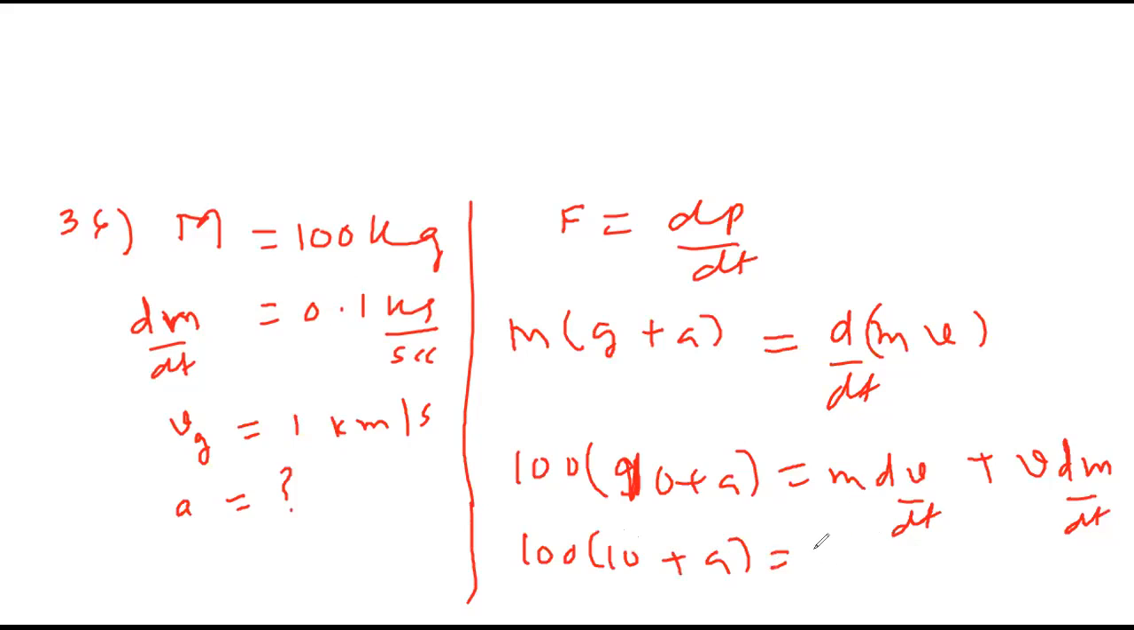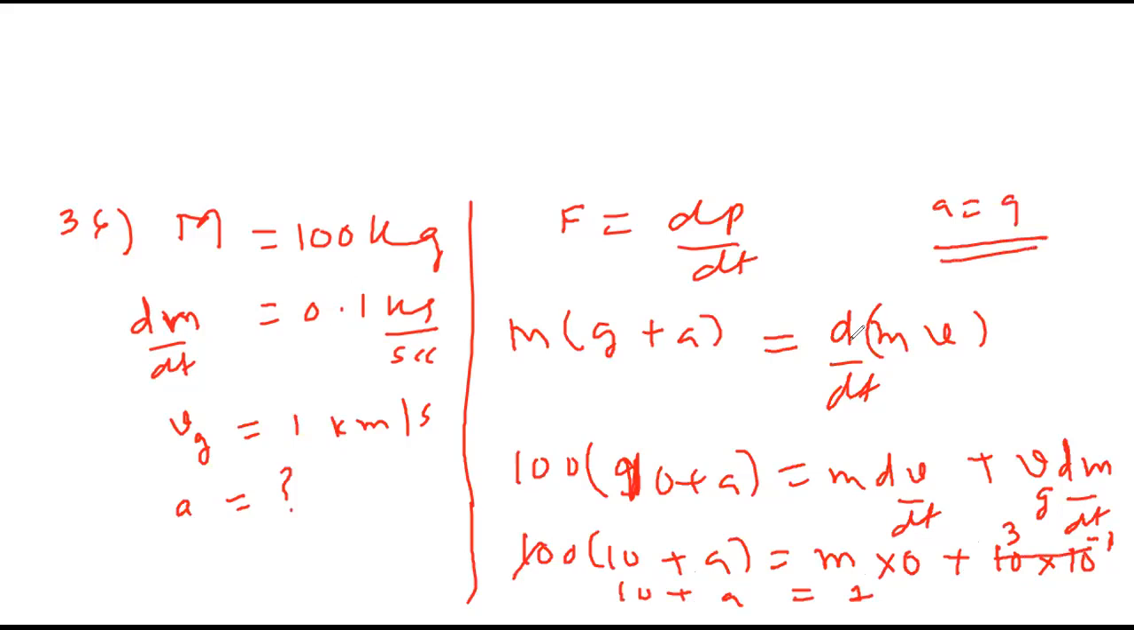So this is 100 into 10 plus a equals to mass of the gas. I don't know, but the change in the velocity by which gas is emerging out is constant, so change in velocity is 0, plus velocity of gas is 1 kilometer, that is 10 raised to 3 meter. dm by dt is 0.1, which is 10 raised to minus 1. So this is nothing but 100 only. I can cancel 100, so I get 10 plus a equals 1. Therefore a equals 9.